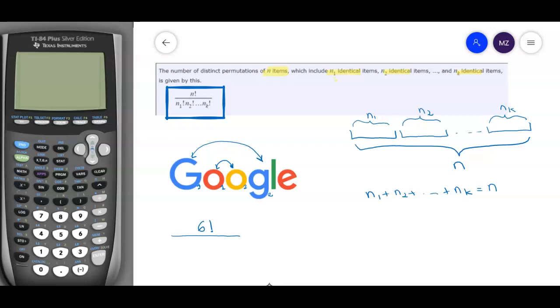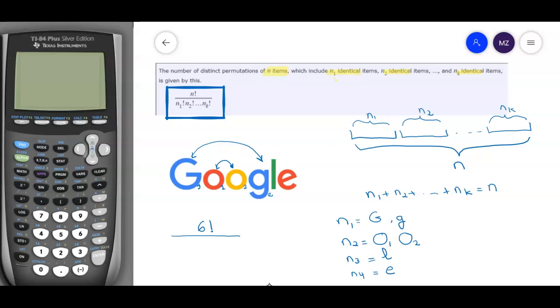So here n1 will be considered the two G's, the capital G and the G here. n2 will be considered the red O, which is O1, and the yellow O. n3 will be considered the L, and n4 will be considered the E. So we have 6 letters in total.